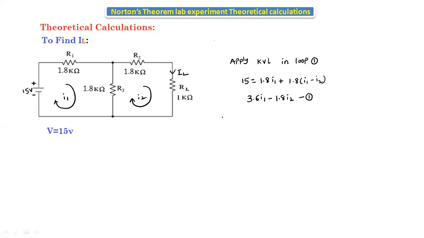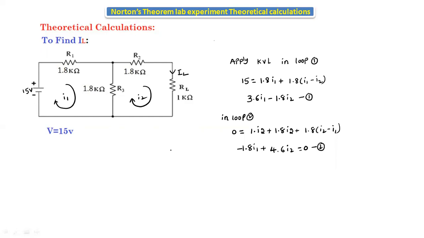Now, apply KVL in loop 2. As there is no source in loop 2, we get 0 is equal to 1 into I2 plus 1.8 into I2 plus the common resistor 1.8 into (I2 minus I1). If we simplify this, we will get minus 1.8 into I1 plus 4.6 into I2 is equal to 0. This is equation number 2.